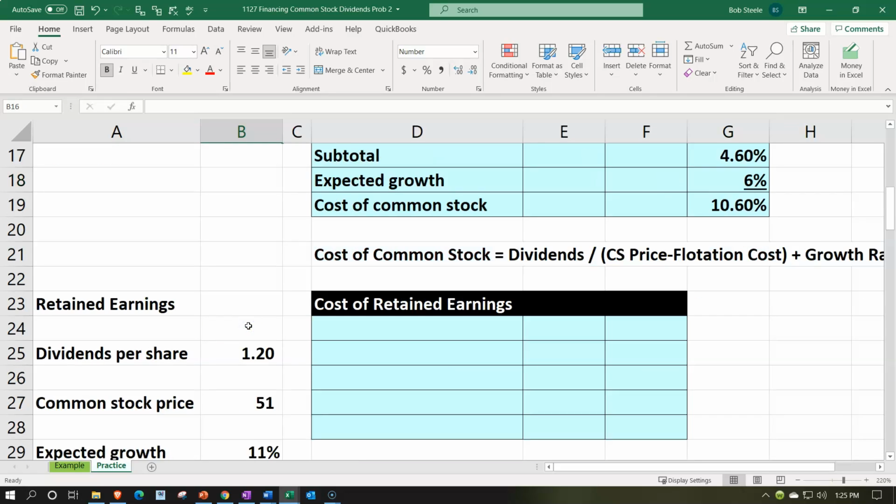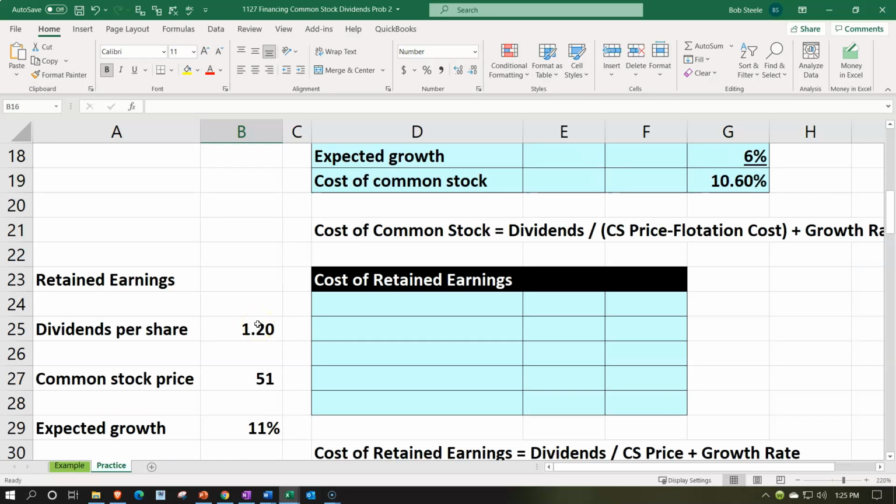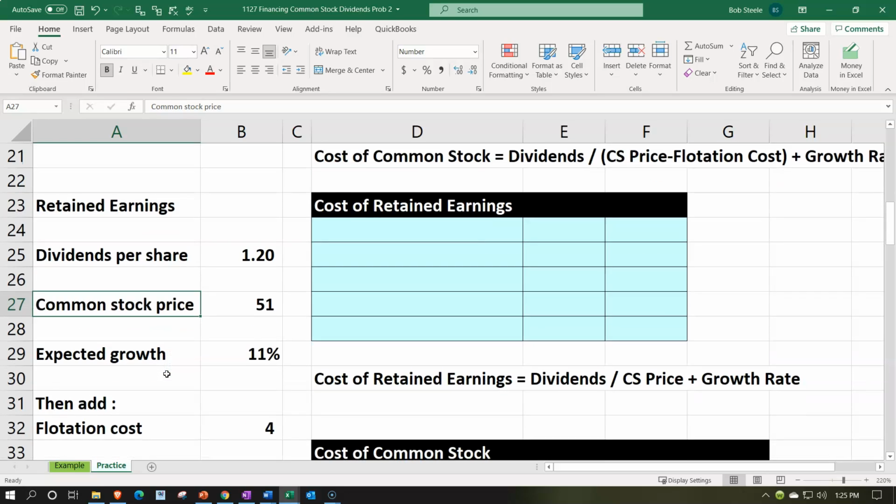Let's do it again. New set of problems. We're going to do this a few times, so I'll go through it a bit more quickly here. Retained earnings. We have the dividends per share of the 1.2 this time. So that's how much it's going to cost us on an annual basis. Common stock price is 51. So when we issue the shares, we're getting $51 per share. That's the market price, that's what we can get for them. We're going to get whatever we can. We are issuing them onto the market here. The expected growth rate is going to be the 11%. So that's also part of the value that will be given.